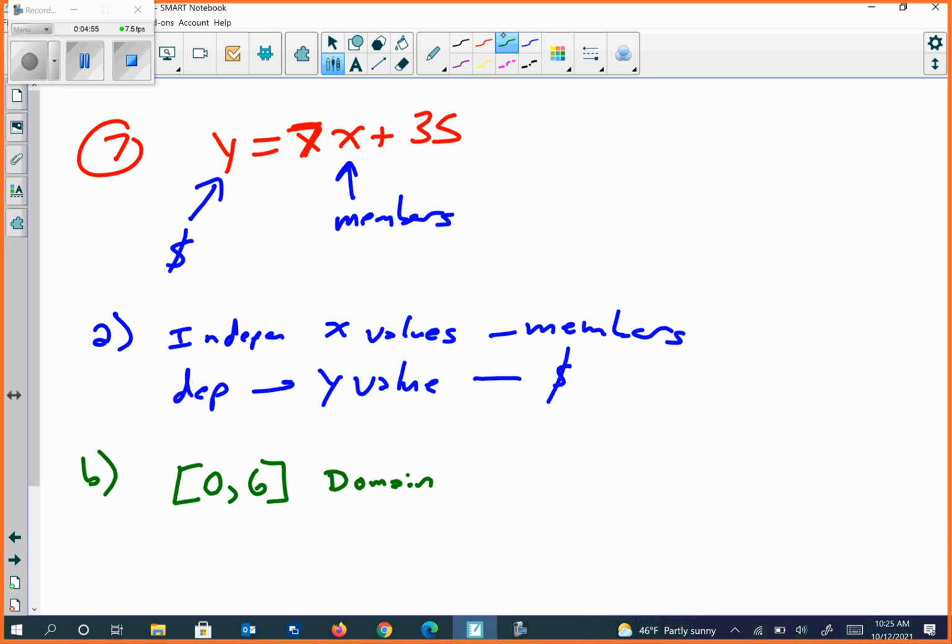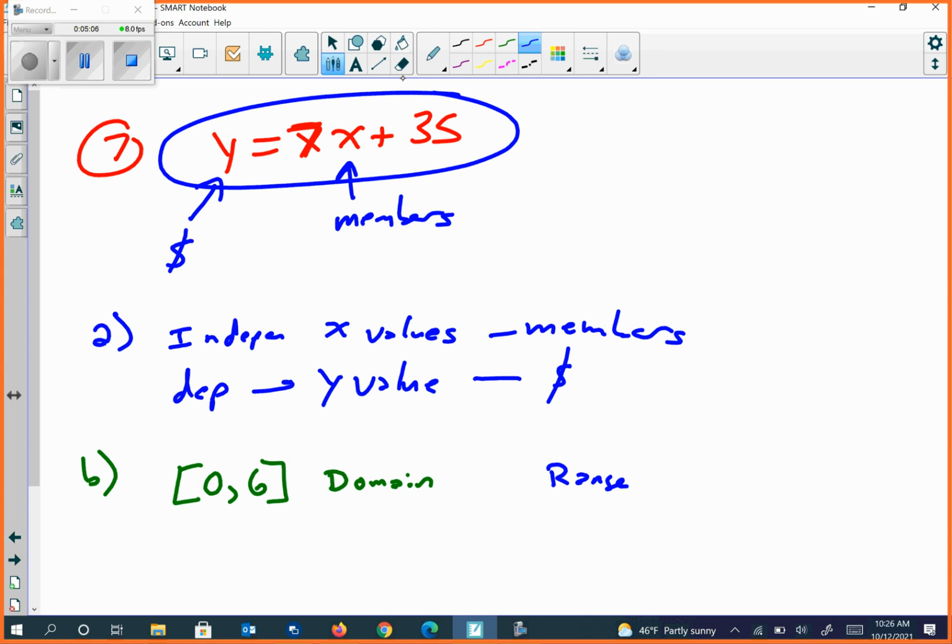Okay, so then if we want to think about the range, we're basing it off of this equation. If the company established some sort of program and said, hey, we have this program for you, we're going to charge you $35, and then it's $7 for each member. So if I were to plug 0 in for x into my equation, I got y equals 7 times 0 plus 35. So y equals 35. So that's the start of my range.